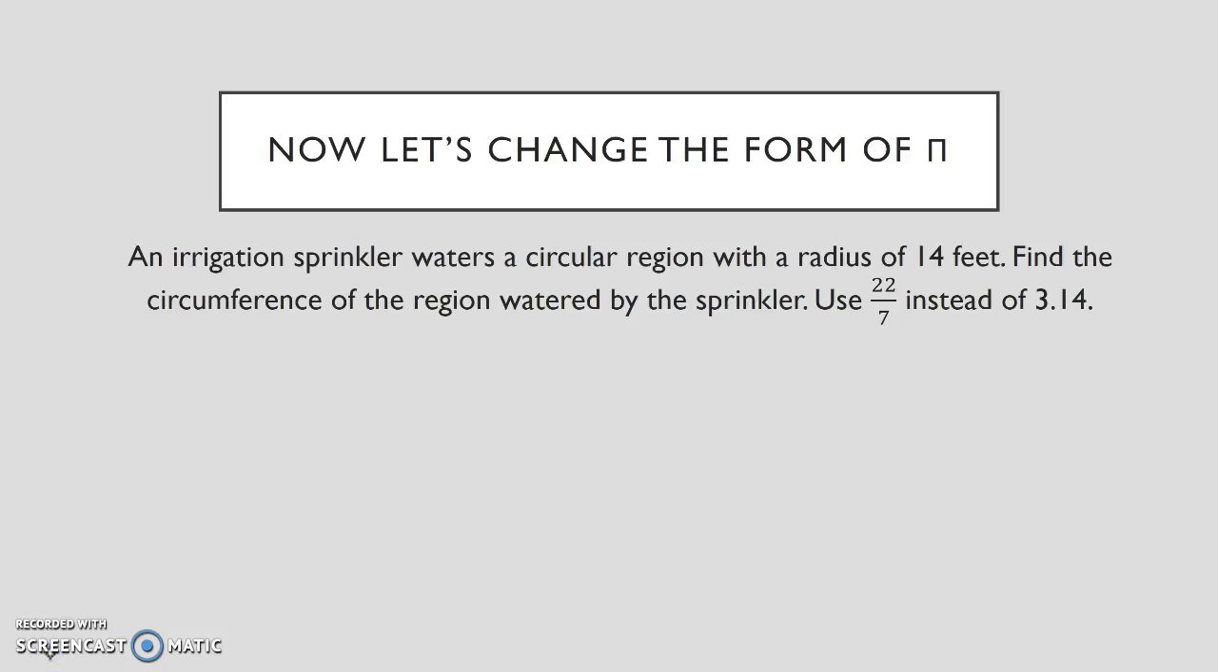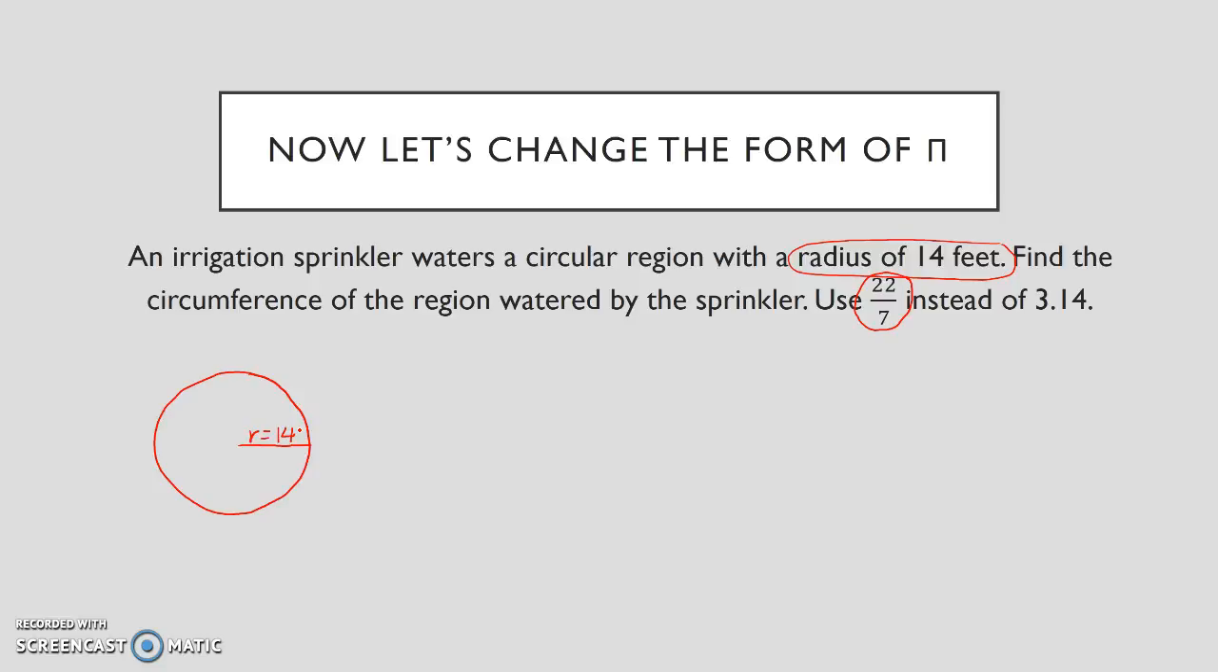All right. So now let's change the form of pi. So in these problems, we are told to use 22 over 7 instead of 3.14 for pi. So pi is going to be used in our class either way. This problem here says an irrigation sprinkler waters a circular region with a radius of 14 feet. Find the circumference of the region watered by the sprinkler. So of course, we're always going to draw our picture. It says it has a radius of 14 feet. So radius is 14 feet.